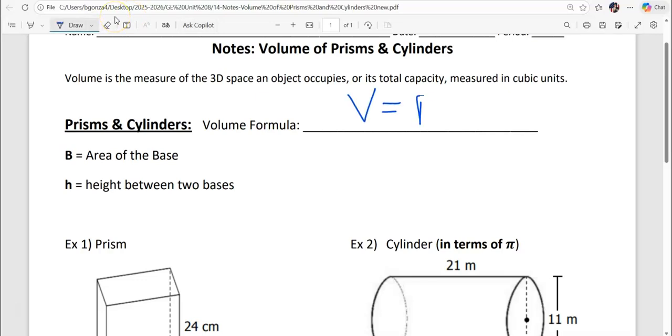V equals BH. Big B, H. Does everyone remember? Big B stands for area of the base. H is the height of the prism. So you find the area of the base, the height between the bases, multiply it, that's it. So we're only talking about two shapes today, a prism and a cylinder, okay?